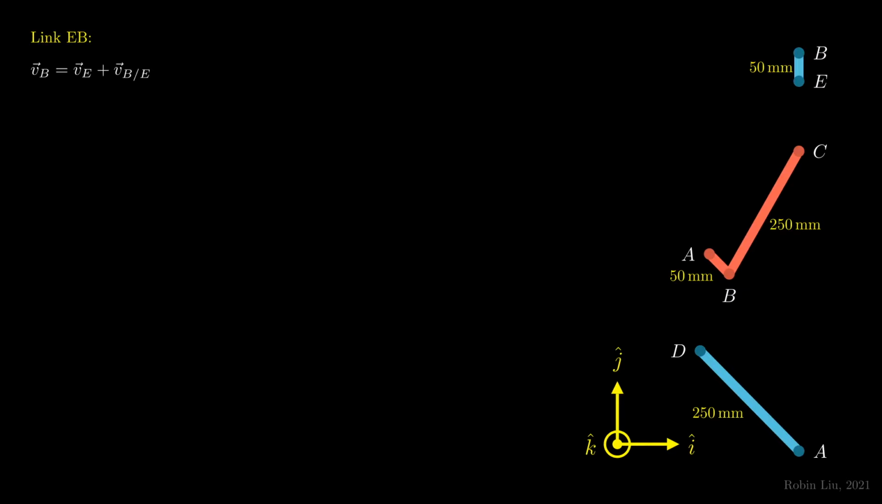Point E is connected to point B through a rigid link, so we can write this equation to find the velocity of point B. The velocity of E is 0, and the velocity of point B relative to point E is omega cross r. Working through the math, we find that point B is moving left at 1.5 meters per second. We're done with link EB, so we can move on to link ABC. We just found the velocity of point B, so that's where we'll be starting from.